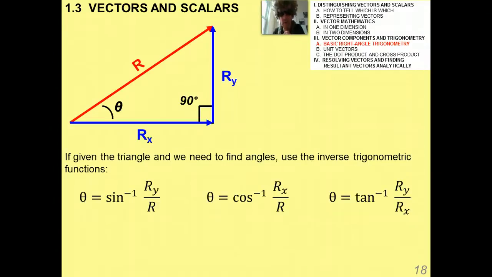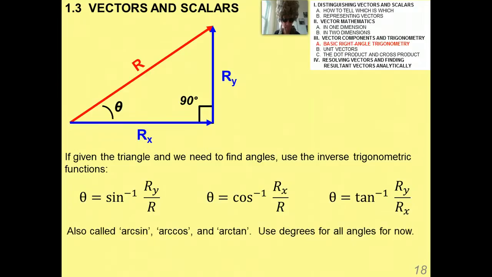What's really, really useful is to be able to use inverse trigonometric functions, okay? So if I'm given this triangle and we need to find the angles, what we would use is the inverse trigonometric function, okay? So for example, theta, we can express it one of three ways, all right? We can say that theta is the inverse sine of Ry over R. In other words, theta is the angle for which the sine is Ry over R. Does that make sense? It's also the angle for which the cosine is Rx over R, and it's also the angle for which the tangent is Ry over Rx, okay?